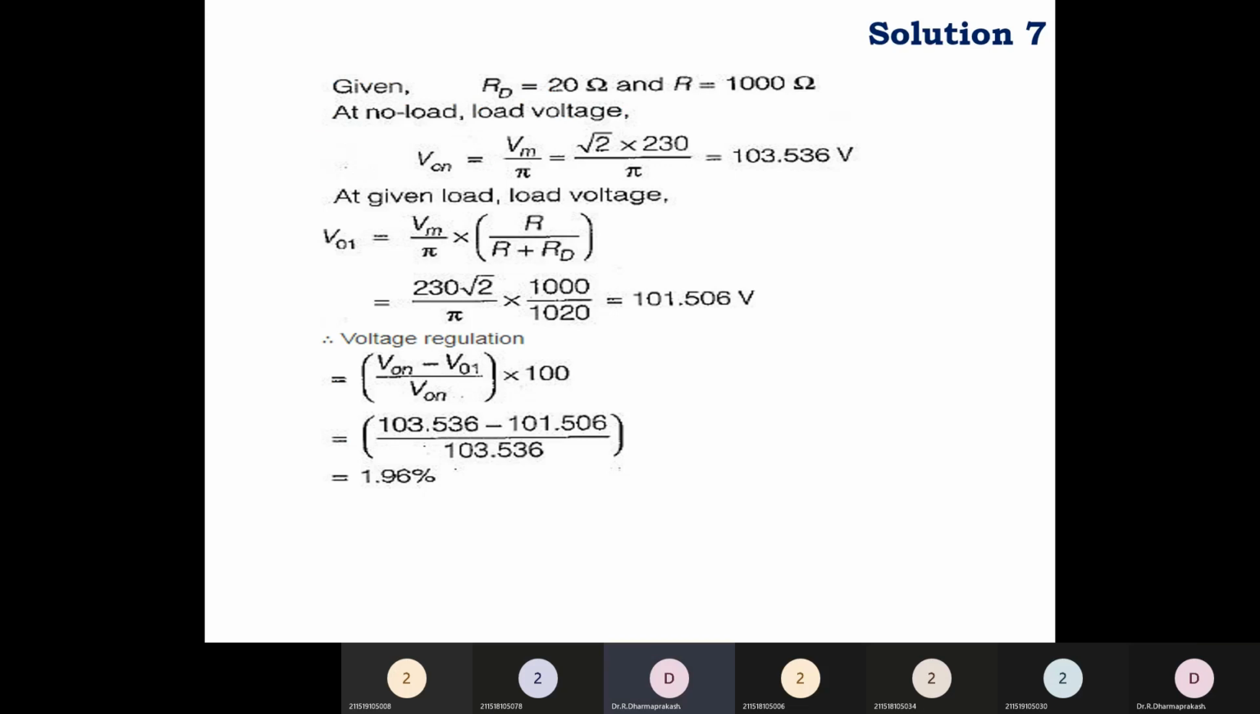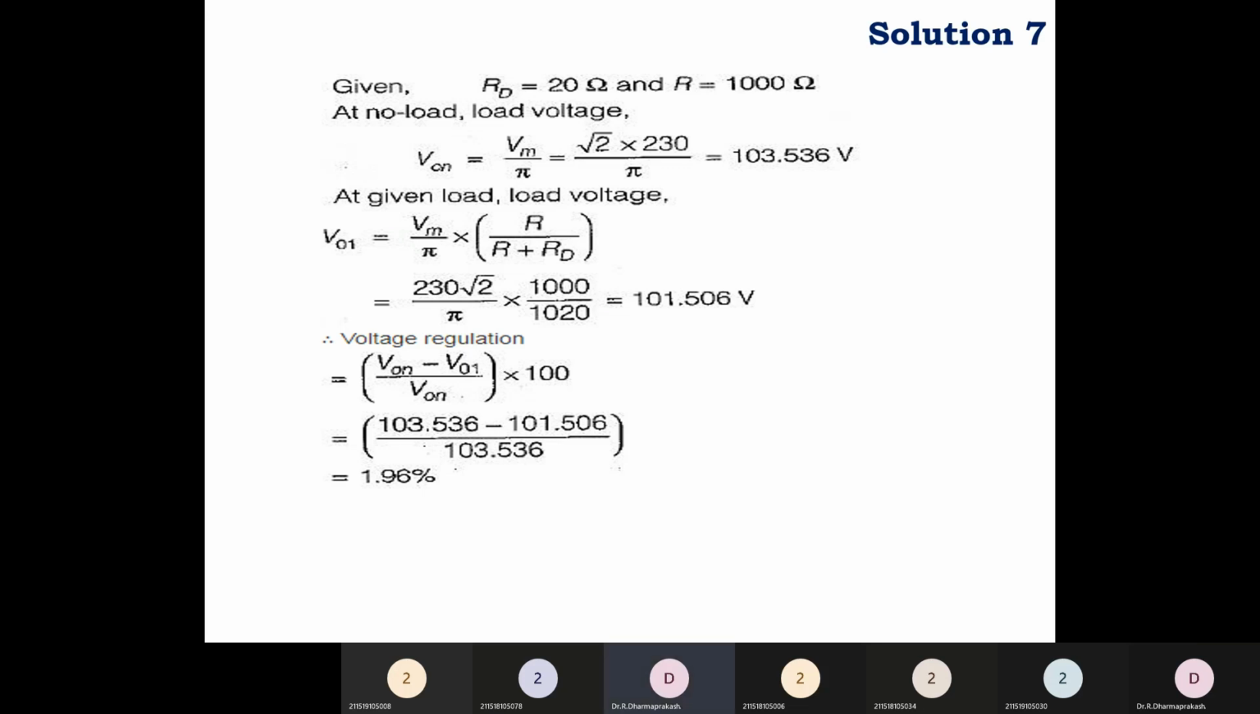So here in this problem, the given values are the diode internal resistance equal to 20 ohms and the load resistance 1000 ohms, that is 1 kilo ohm. At no load, the load voltage is Vm by pi, which is equal to 103.536 volts. And at the given load, the load voltage is Vm by pi into R divided by R plus R naught, that is, we have to include the diode resistance. So 230 into root 2 by pi into 1000 by 1020. It will be 101.506 volts.